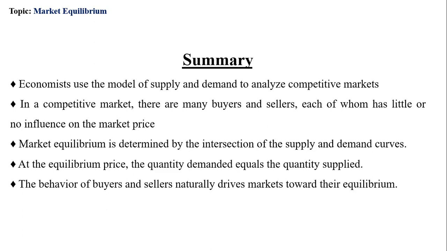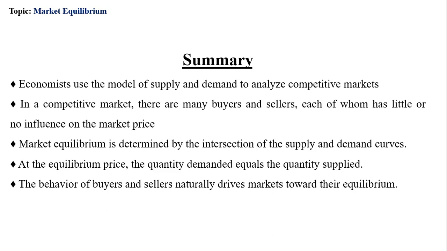In competitive markets, there are many buyers and sellers, each of whom has very little or no influence on the market price. So in a competitive market, a single individual does not have any impact on the whole market, or a single seller does not influence the market. Market equilibrium is basically determined by the intersection of the supply and the demand curve. The first two points are related to lectures 7 and 8, and the third point is the summary of what we have discussed in this class.